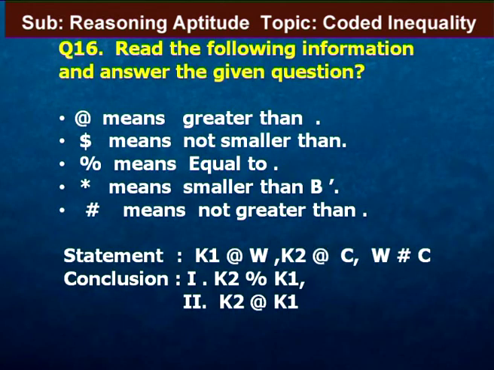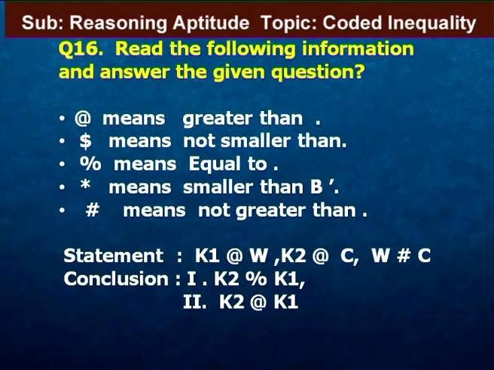So in our question, at the rate means greater than, dollar means not smaller than, percentage means equal, star means smaller than, hash means not greater than. So here different symbols are there. These symbols represent different inequalities. That means first of all we decode the given symbols for a given question.